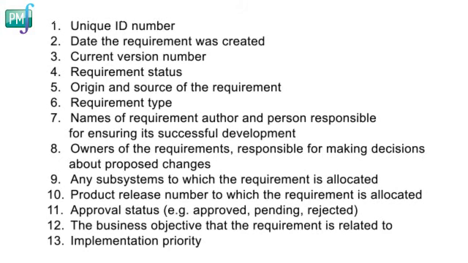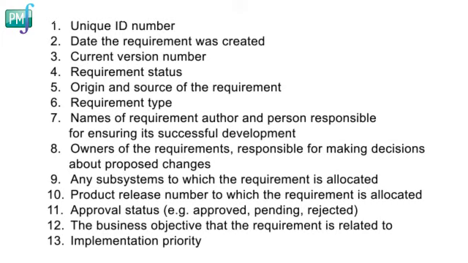These attributes include unique ID number, the date the requirement was created, its current version number, the requirement status, such as requirements, design, development, or complete, the origin and source of the requirement, the requirement type, for example, mandatory, optional, or future version, the names of the requirement author, and the person responsible for ensuring that the requirement is developed successfully, the owners of the requirements who will make decisions about proposed changes, any subsystems to which the requirement is allocated, a product release number to which the requirement is allocated, and approval status, that is, approved, pending, or rejected.